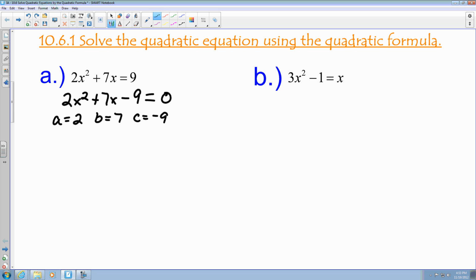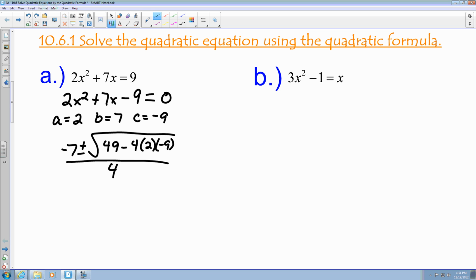Let's do that. First off, we have negative b, so we have negative 7, plus or minus the square root of b squared, which is 49, minus 4 times a, which is 2, times c, which is negative 9, all over 2a, which is 2 times 2, is 4. So we got that done. Now it's time to do some multiplication, addition, subtraction.